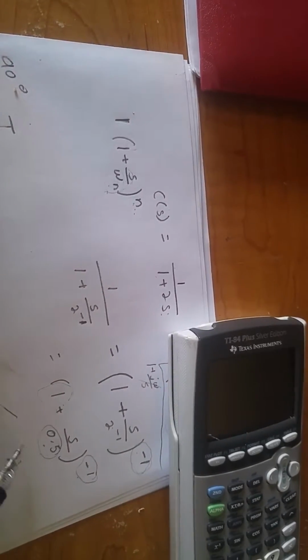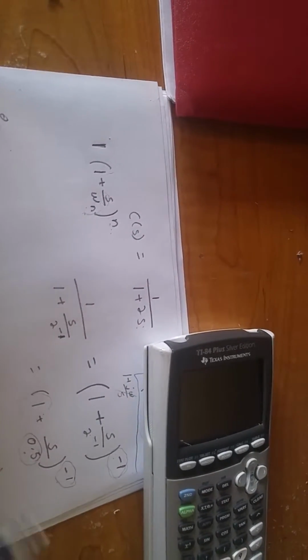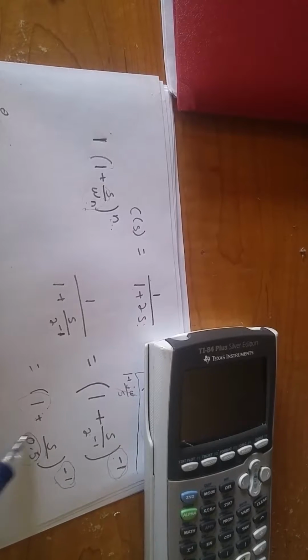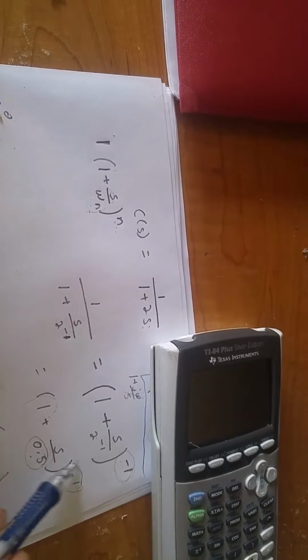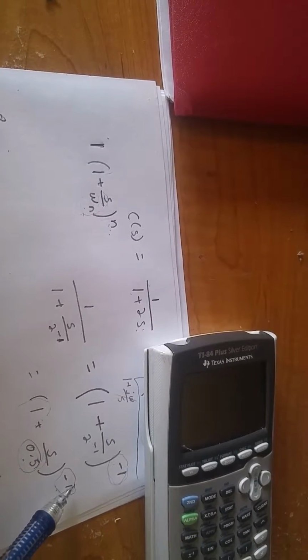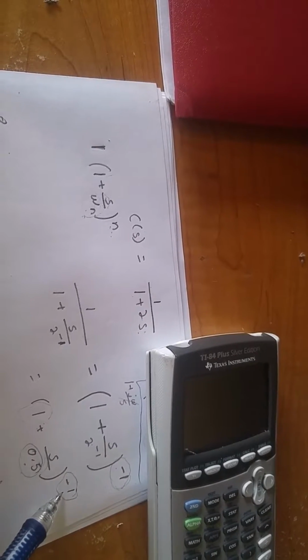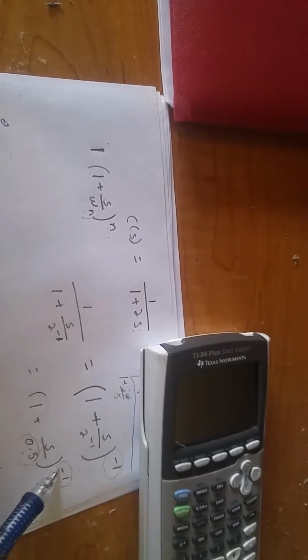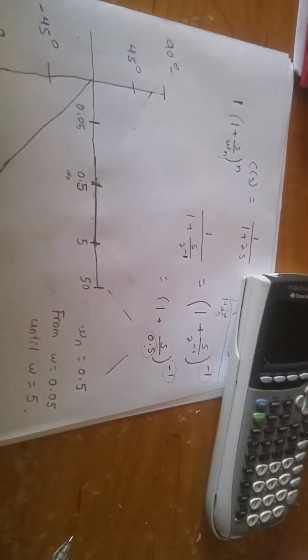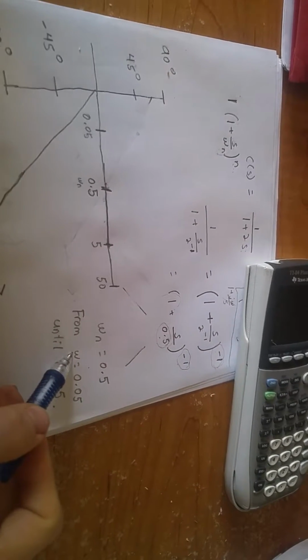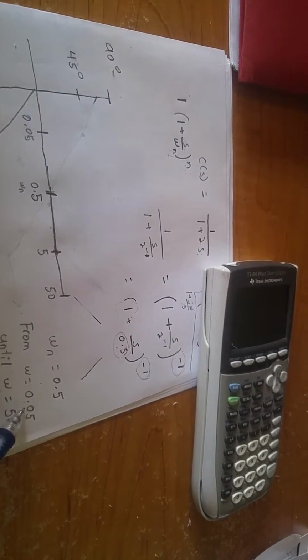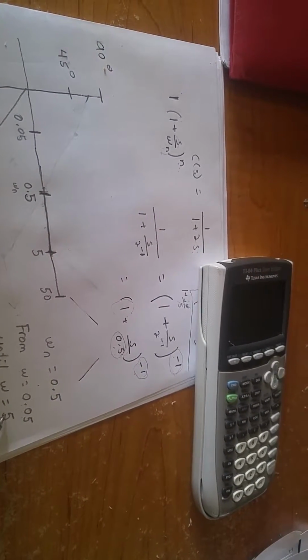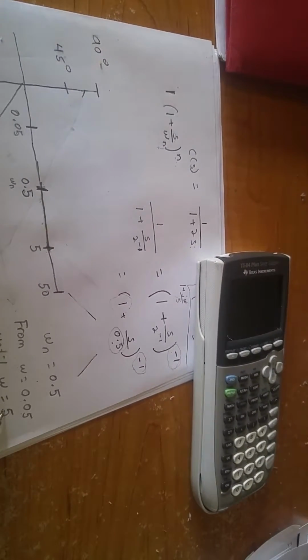Well, now that this is in the correct form, what does this tell us? This is like an instruction. This tells us that this 0.5 is omega n, and this negative 1 is going to tell us whether the slope is going to go up or down. A negative means down, a positive means up. So if omega n is 0.5, what does that mean? That means from omega equals 0.05 until omega equals 5, there will be a phase change.